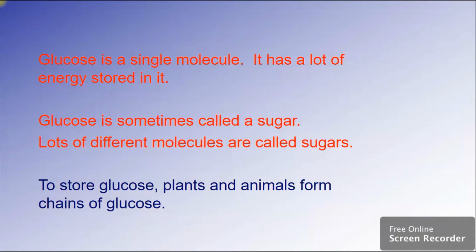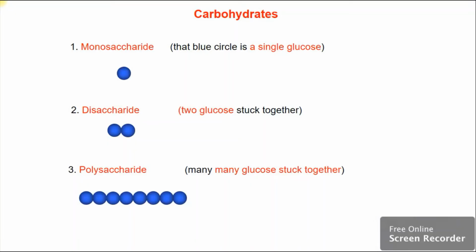Glucose is sometimes called a sugar, but here's the thing. Lots of different things are called sugars. So let's get some of that straight. That little blue circle represents a single glucose. That is what we call a monosaccharide. Mono means one. Saccharide is basically Latin for sugar.